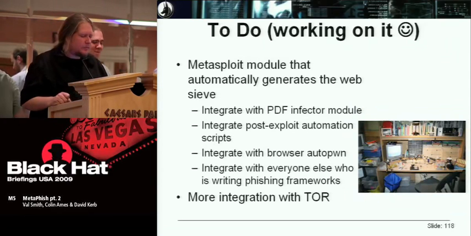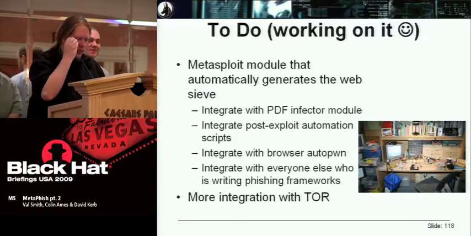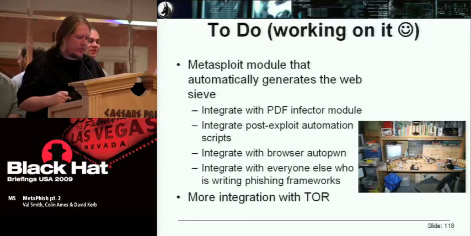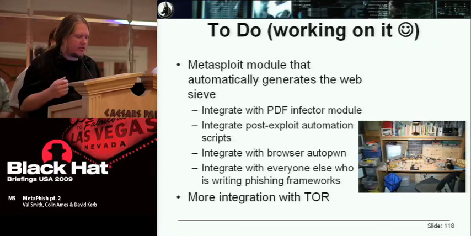All right, so some of the to-do stuff that we need to do from now on. We want to make a Metasploit module that automatically generates all the client enumeration stuff. Thankfully, Egypt's basically already done that, so we can cross that off our list. We want to integrate more of this stuff with Colin's PDF infector module and do some more creative post-exploitation scripts.